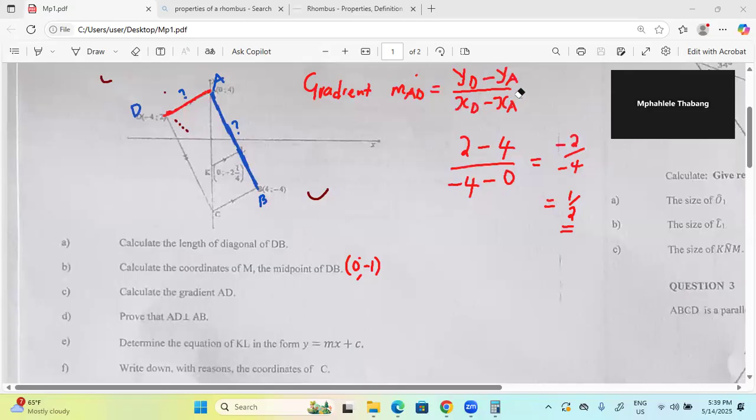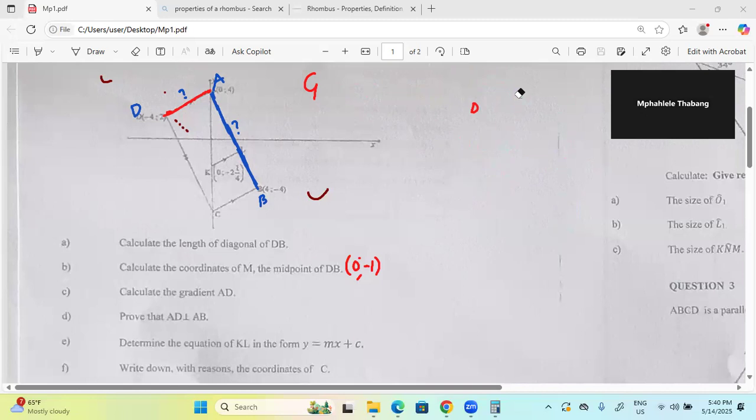Now, the lines are perpendicular whenever we multiply their gradients it should give us -1. So if two lines are perpendicular, if we multiply the gradients of those two lines, we must get -1. So we already know the gradient of AD, it's 1 over 2. We have to find the gradient of AB and check what happens when we take the gradient of AD and multiply it with the gradient of AB. If we get -1, the two lines are perpendicular. So let's find the gradient of AB.